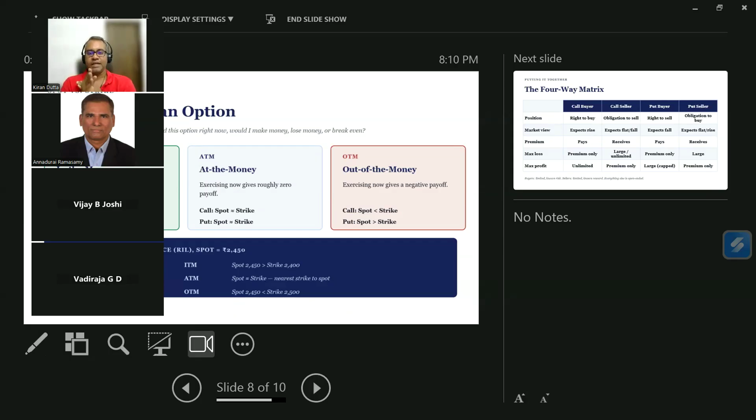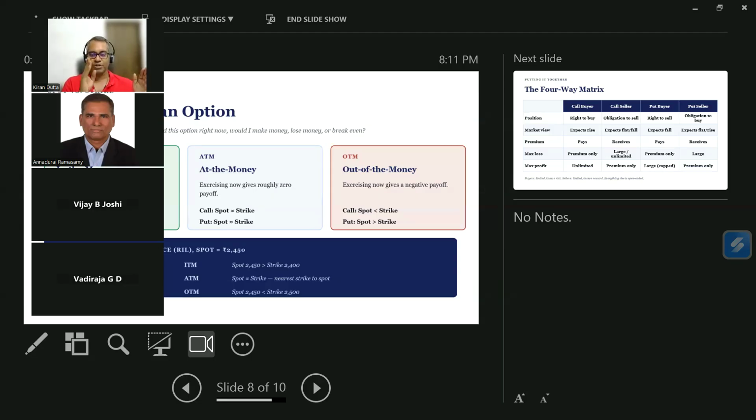In that case, you see here, at the money, what is happening? Spot equal to strike. This is my spot. My strike is also same. Same is for the put as well. In the case of in the money, what is happening here? This is my spot and this is my strike. My spot is greater than my strike. Agree, right?